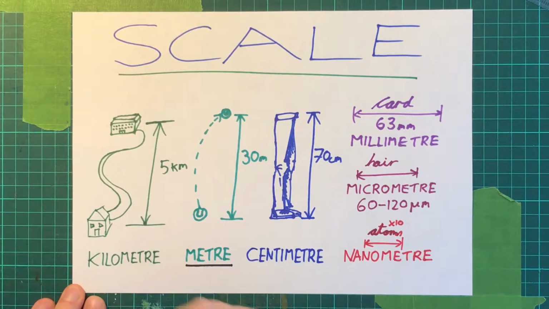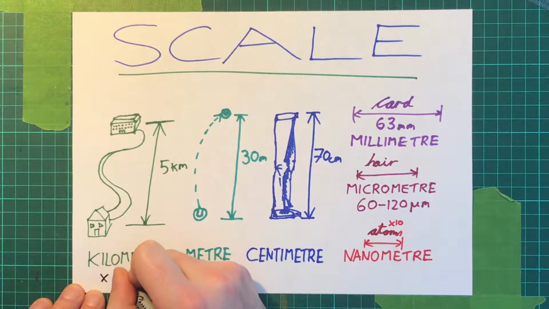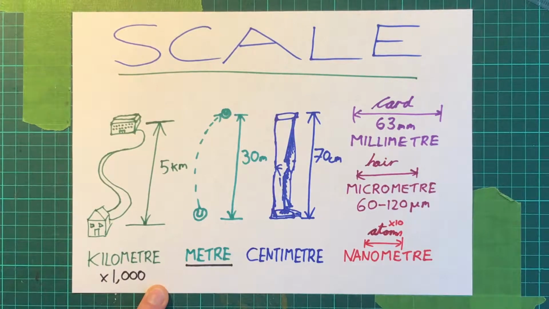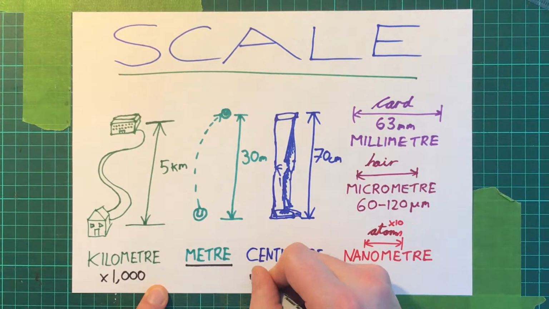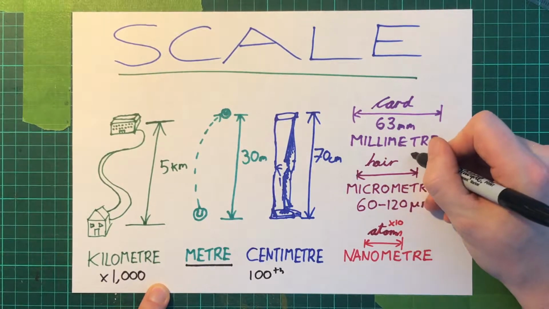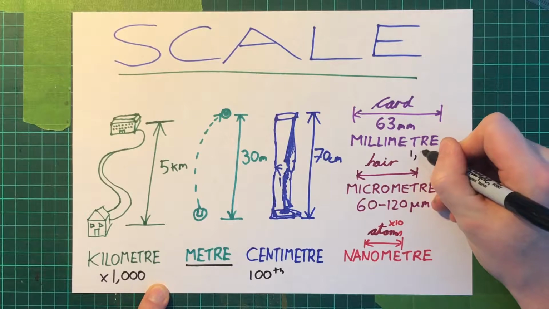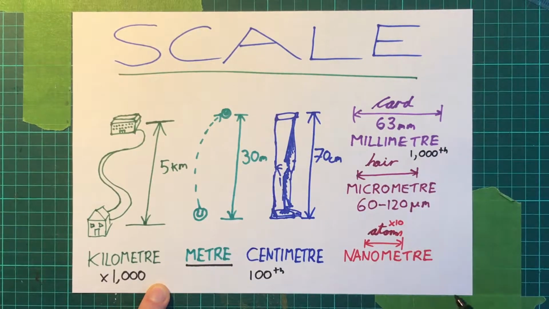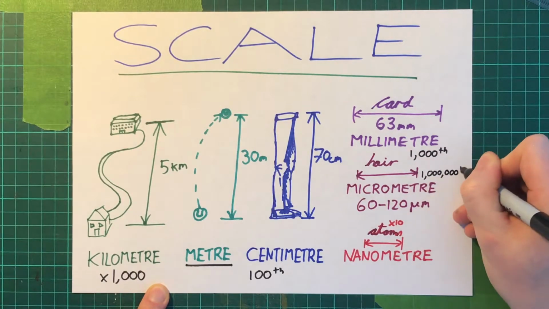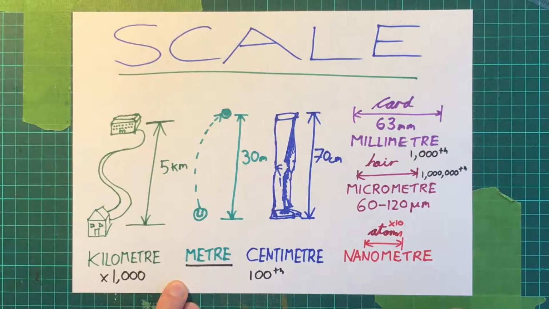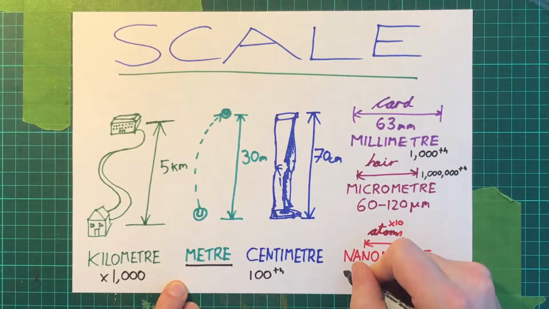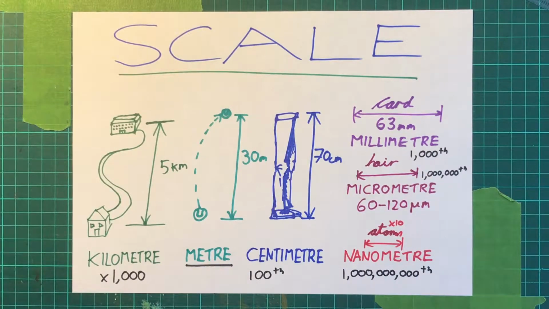So you'll notice that the whole system is based on the unit of the meter. A kilometer is 1,000 meters. A centimeter is 1/100th of a meter. A millimeter is 1/1,000th of a meter. A micrometer is 1/1,000,000th of a meter. And a nanometer is 1/1,000,000,000th of a meter, which is incredibly tiny.